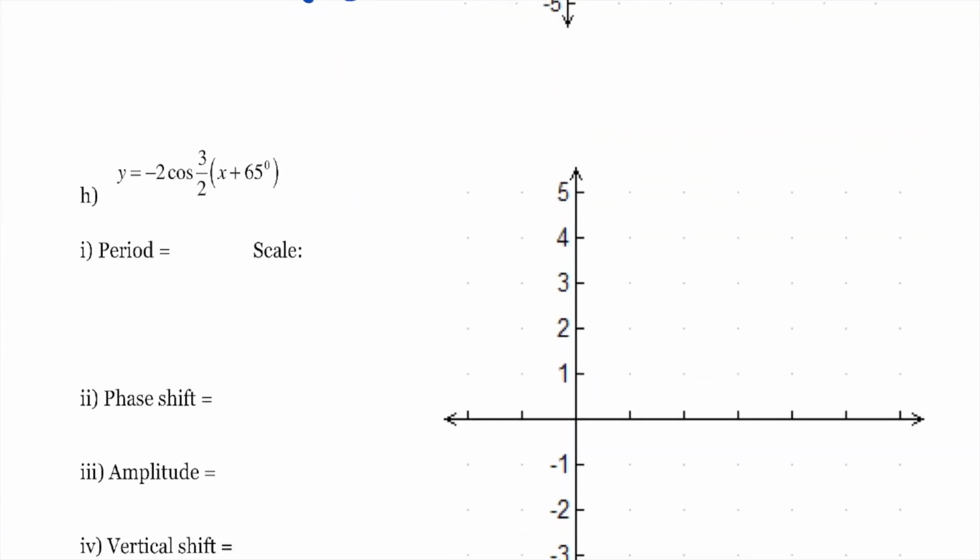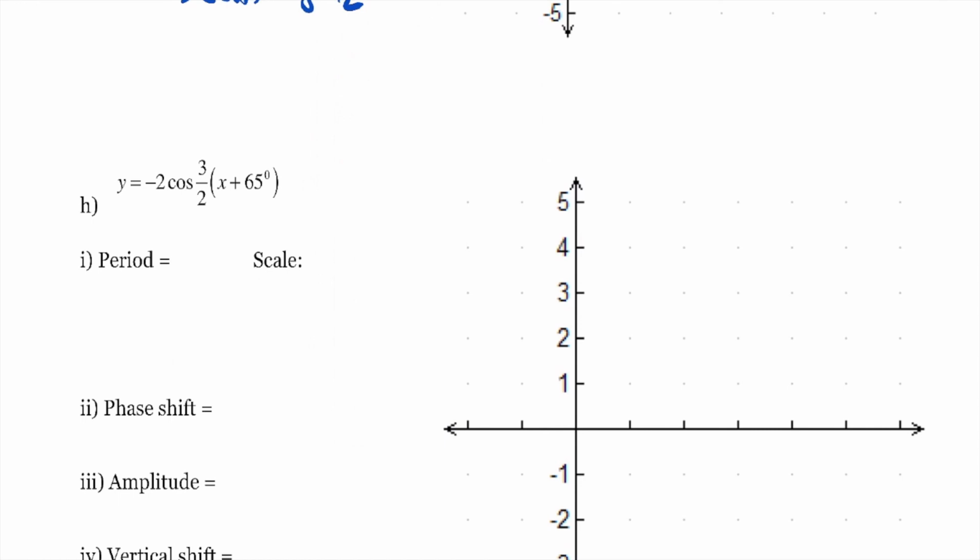Finally, this is the last one. Yep, last example. So here we have the k value that's actually factored out for us. So here my a value is -2. K in this case is 3 over 2. My d value is -65 degrees. And my c value in this case is 0 because nothing's going to be added or subtracted.